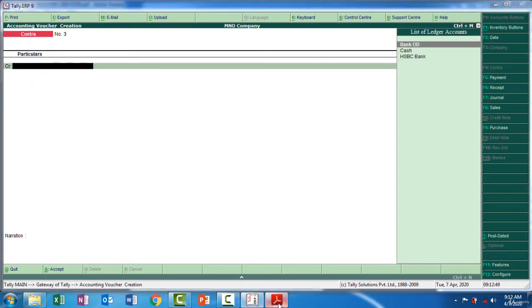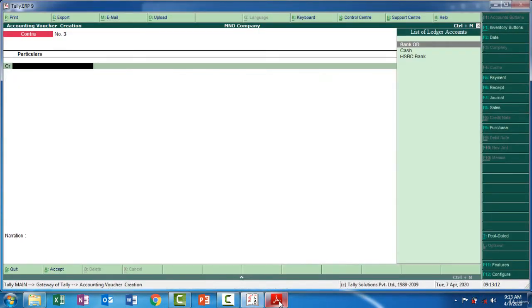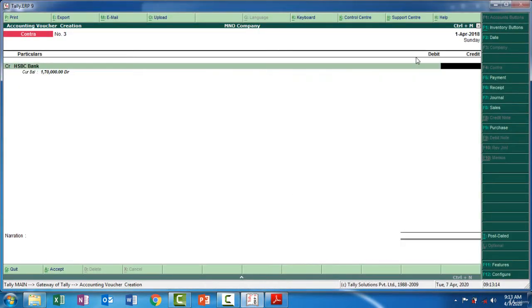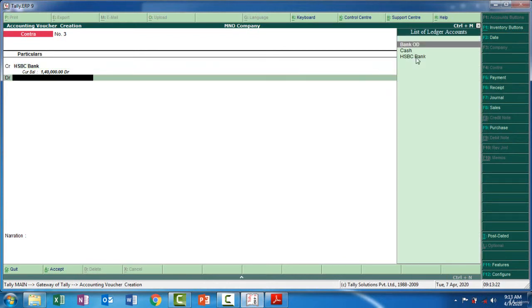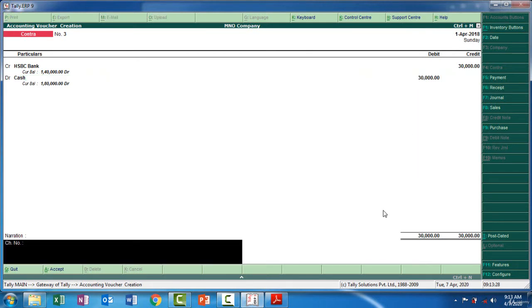So the next one is cash withdraw from HSBC bank. If we withdraw money from the bank, what will happen? Bank amount decrease, so cash amount increase. So cash account debit, HSBC account credit. So first we have to enter the credit amount. So it is HSBC bank account 30,000. Then what will happen? Cash account, it will be debit 30,000.